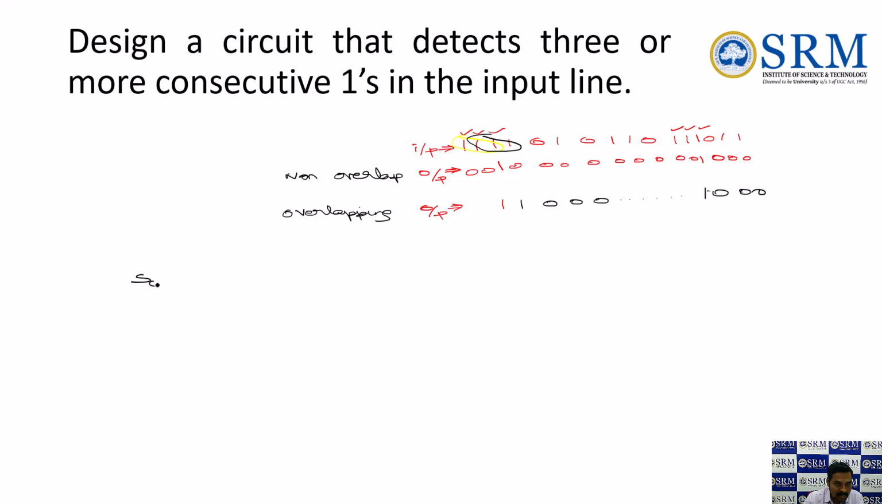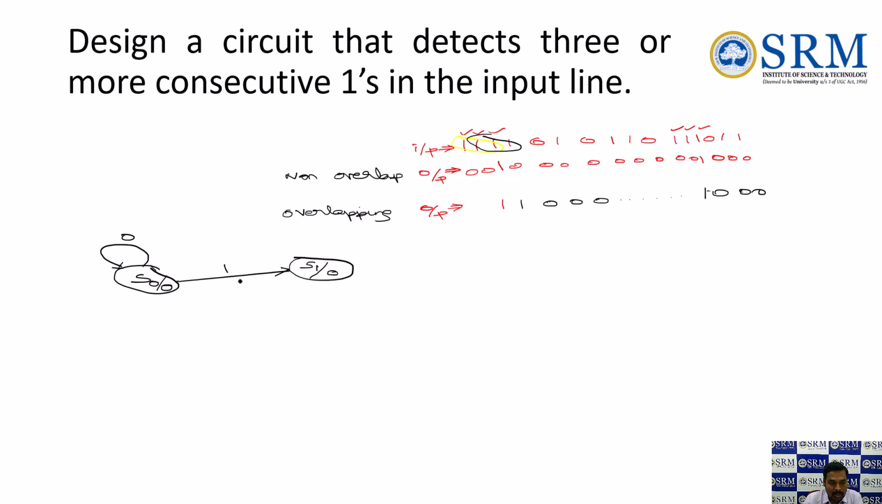So S0 is my first state. When I'm giving 0, it stays at the same state, and the output is 0. When the next input 1 is coming, right, it moves to the next state. When my input is 1, my state changes, but still my output is 0. Keep in mind my output is 0 because so far I have received only one 1. Here the input is 0, right?